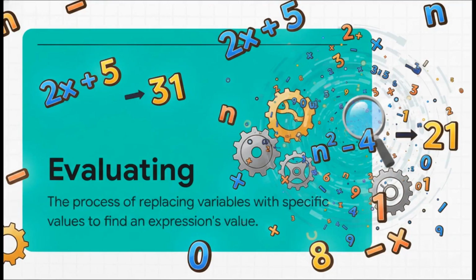This is the key action. It's just the process of taking a variable, like that n or an x, swapping it out for a specific number they give you, and then just doing the math to get a single final answer. It's all about turning that puzzle into a concrete number.